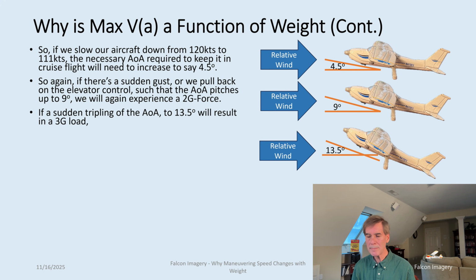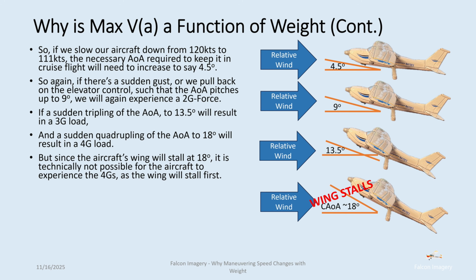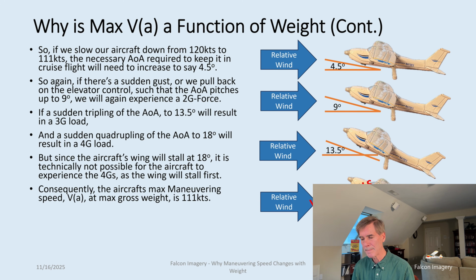If a sudden tripling of the angle of attack to, let's say, 13.5 degrees occurs, we will result in a 3G load happening. And a sudden quadrupling of the angle of attack to 18 degrees will result in a 4G load. But since the aircraft's wing will stall at approximately 18 degrees, it is technically not possible for the aircraft to experience the 4G loads, as the wing will stall first because the wing has been pitched up high enough that it's exceeded that critical angle of attack.